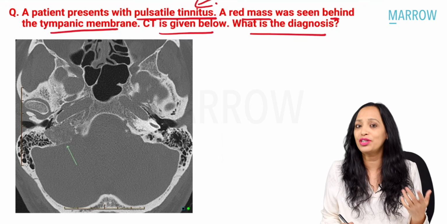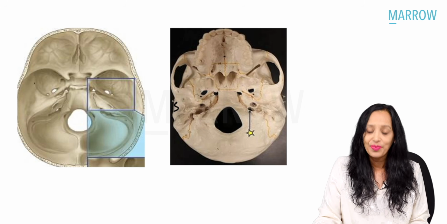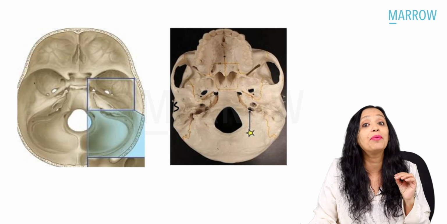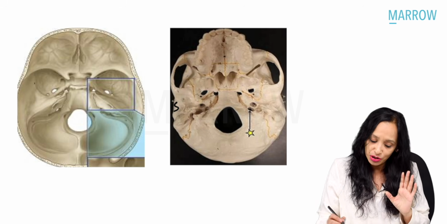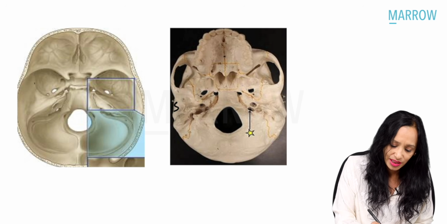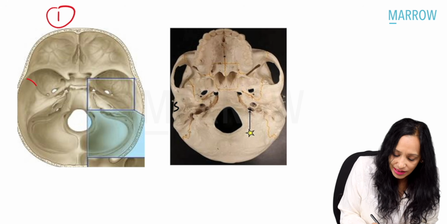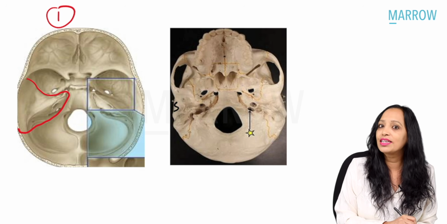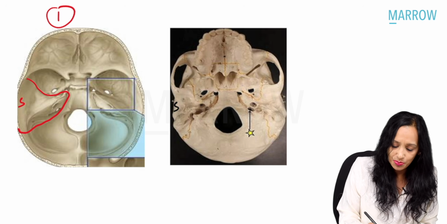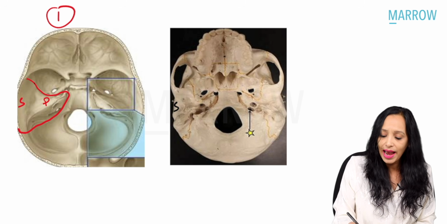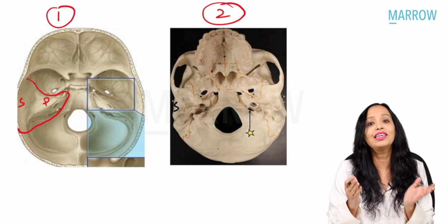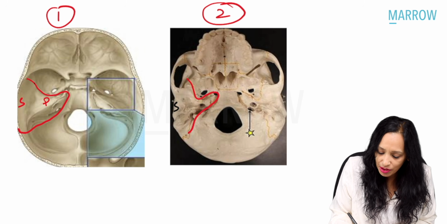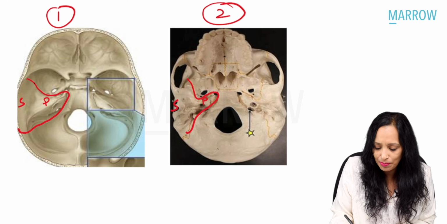How to see a CT of the temporal bone? Now always remember that the whole of the ear is present in the temporal bone. So where is the temporal bone? In the first picture, we are seeing the upper surface of the temporal bone. This is the squamous part, this is the petrous part. And in the second picture, we are seeing the lower surface of the temporal bone, and this is the squamous part, and this is the petrous part.